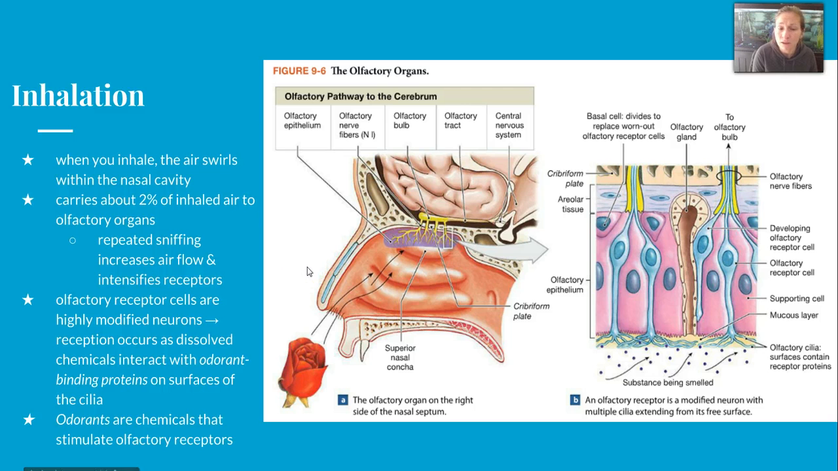Those receptors are highly modified. Reception occurs as dissolved chemicals interact with odorant binding proteins on the surface of the cilia. The odorants are actually chemicals that stimulate our olfactory receptors. And if you take a look, we have our olfactory epithelium here, the nerves, the olfactory bulb, which we've seen in our dissection, and the tract, and then finally reaching the central nervous system to basically process a smell.